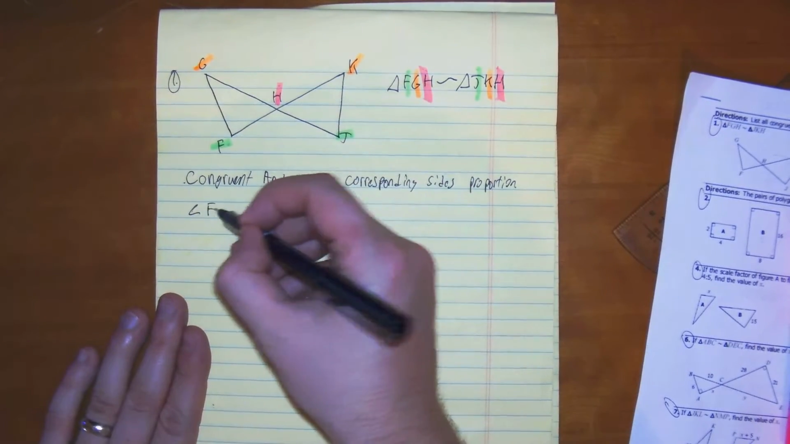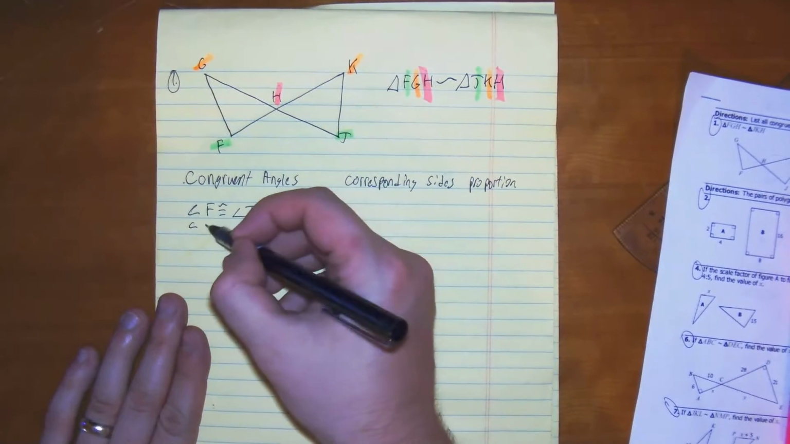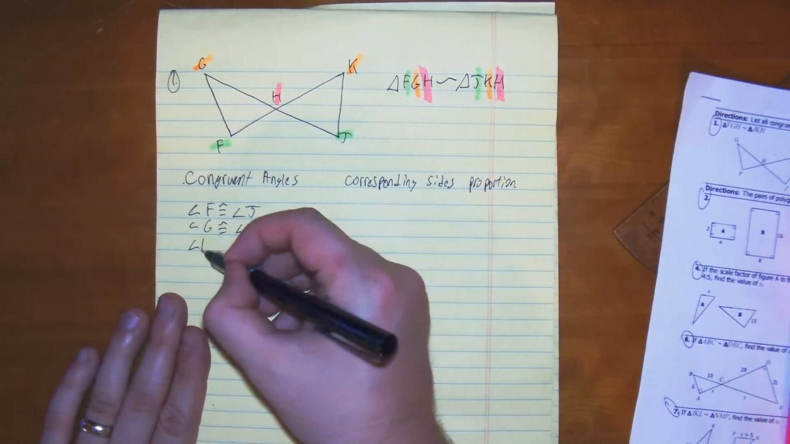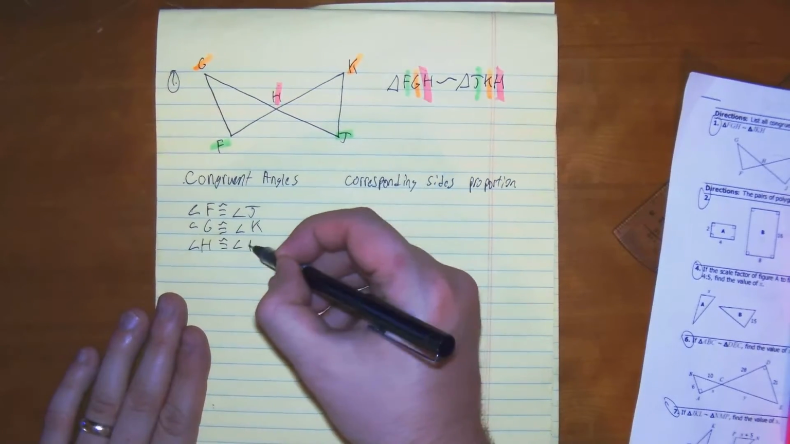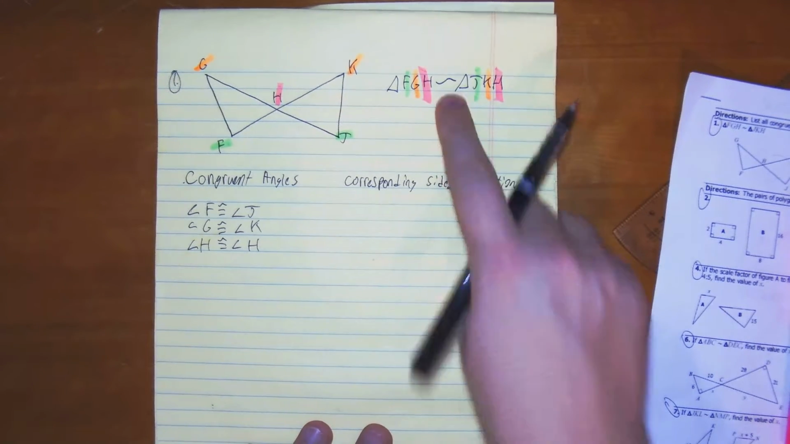Angle F is going to be congruent to angle J. Then we have angle G is congruent to angle K. Then we have angle H is congruent to angle H. And that's just based off the order from this statement right here.